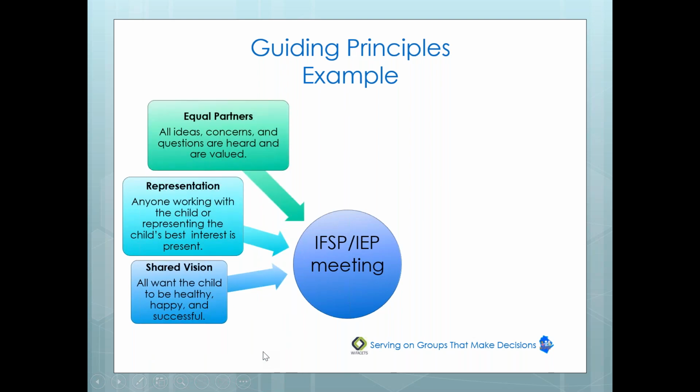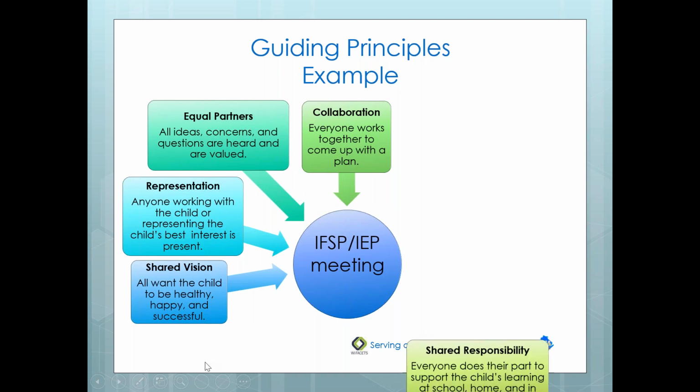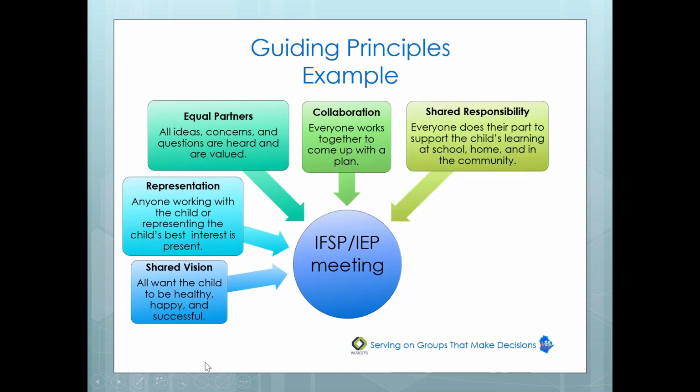Then the next principle was equal partners. So everybody on the IEP team should have an opportunity to express their ideas and their concerns and their questions, and then have their information listened to and valued by other team members. The next principle is collaboration, meaning that the entire IEP team works together to come up with a plan for the child. Next is shared responsibility, which means everybody on the IEP team does their part to support the child's learning at school, at home, and in the community.